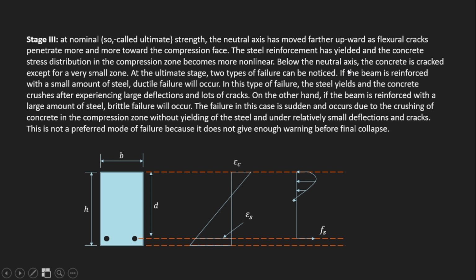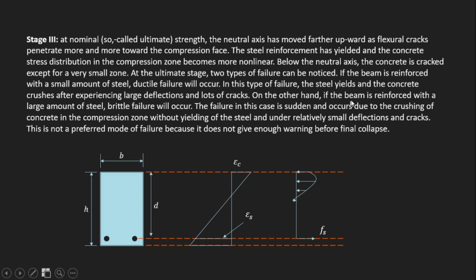And below the neutral axis or NA, the concrete is cracked except for a very small zone, and at the ultimate stage, so meron tayong two types of failure can be noticed. So, if the beam is reinforced with a small amount of steel, the ductile failure will occur. Ibig sabihin, mag-fail muna yung steel natin. And in this type of failure, the steel yields and the concrete crushes after experiencing large deflections and lots of cracks.